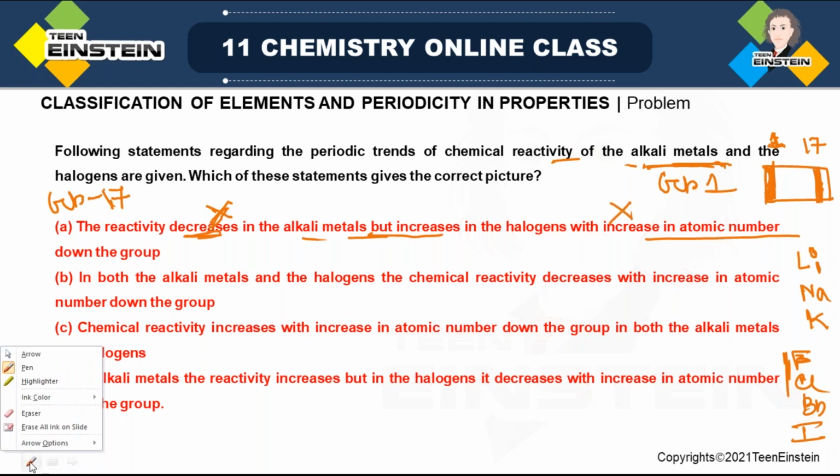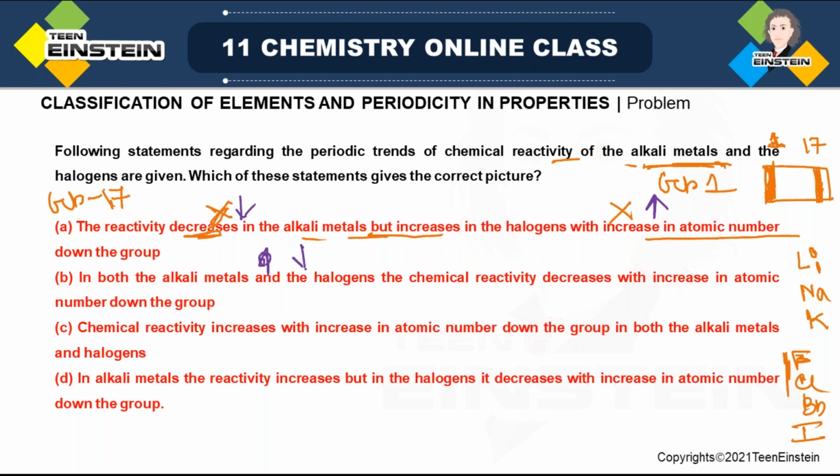Now come to the second statement. These are different permutation combinations of decrease and increase. The second statement says in both alkali metals and halogens reactivity decreases with increase in atomic number, but that is also not correct. Come to the third one. It says reactivity increases with atomic number down the group in both. Now this is also not true. Only the last one is true, because reactivity increases down the group for alkali metals, and for halogens it is decreasing.